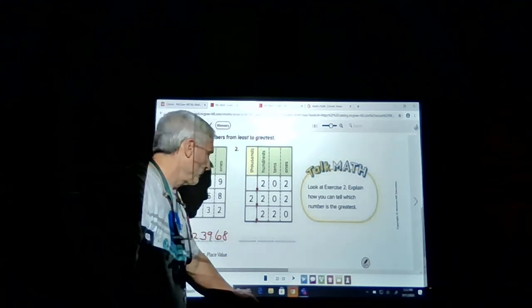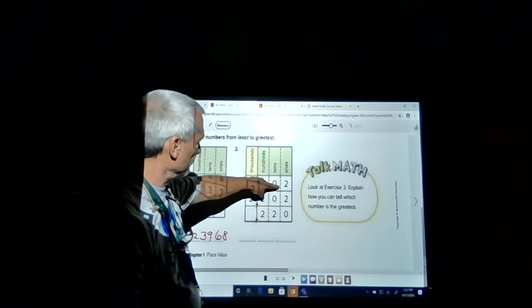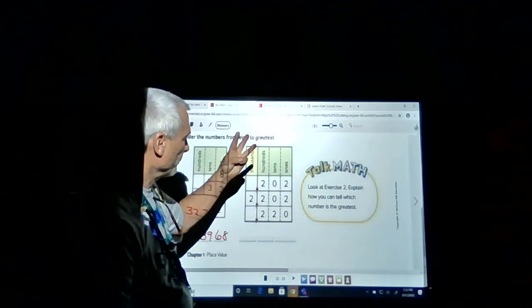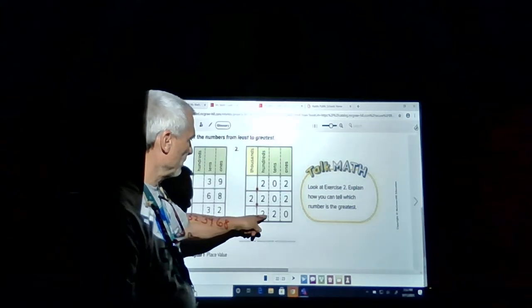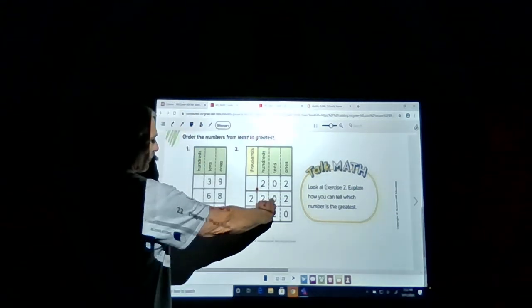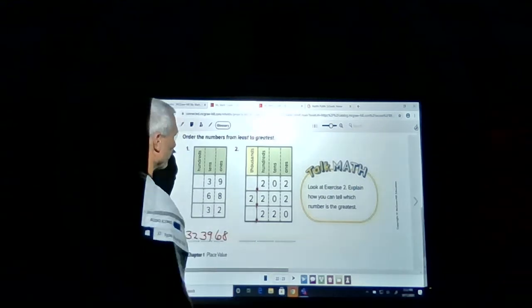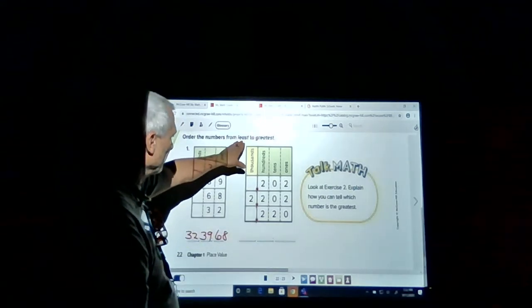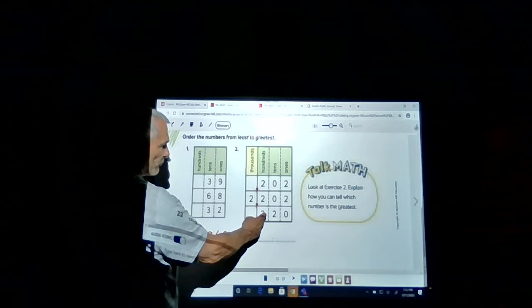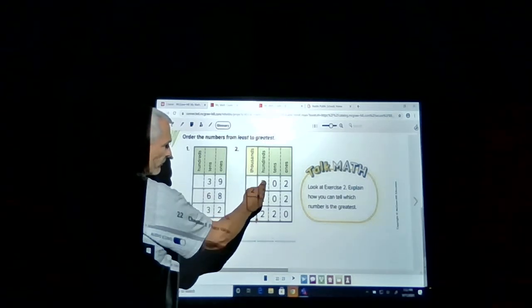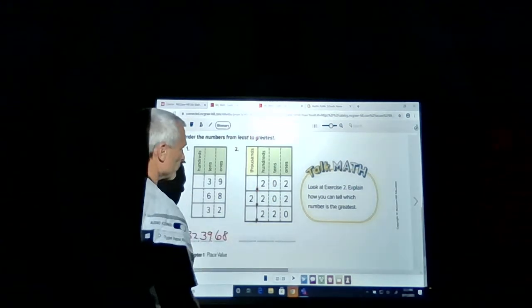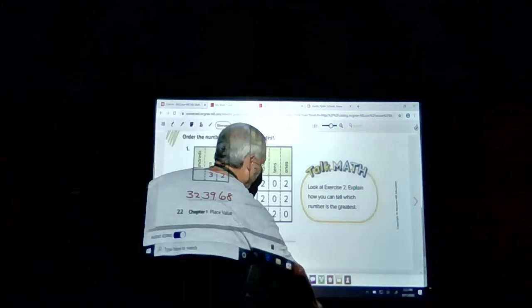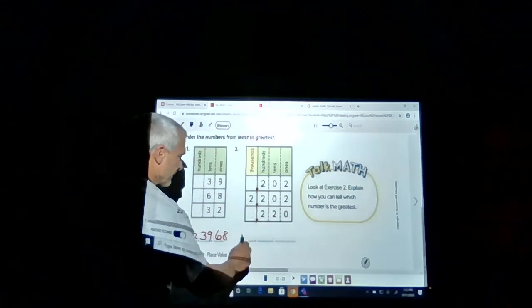Let's try a bigger number. This one has how many digits? 3. This one has how many digits? 4. And this one has 3 digits. Well, 4 digits, more digits, bigger number. I know that's the biggest. But let's look and find the smallest one right now. So let's look at the next 2 numbers in the hundreds. 2 is the same. In the tens, 2 and a 0. Which is the smallest? The 0. So we know that the 202 is the least, or the smallest.